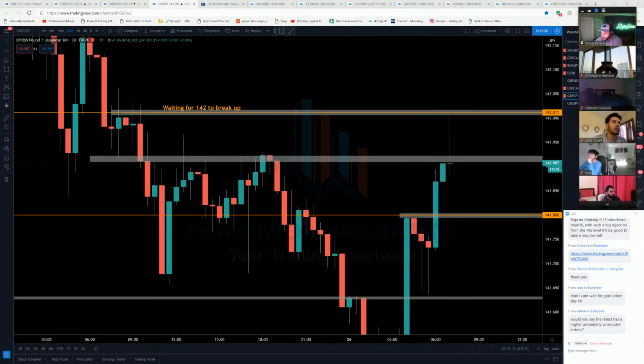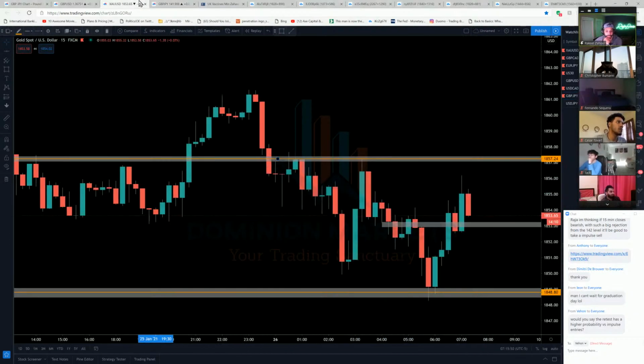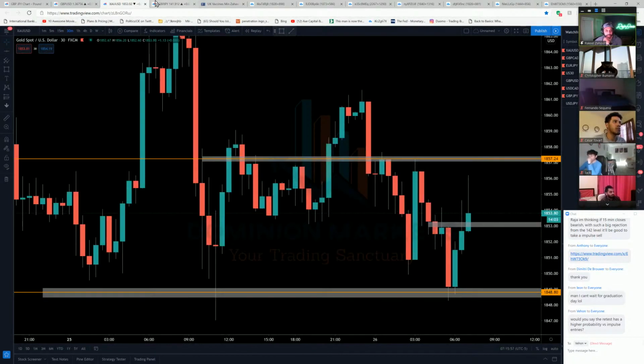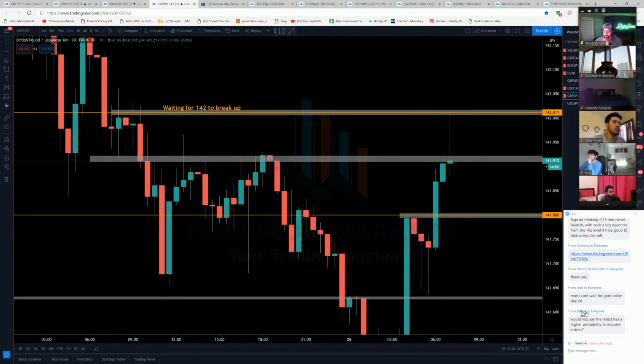Let's see here. Can you use your instructions to trade binary options? You can give it a shot, but I'm not sure how well they're going to work. Would you say the retest has a higher probability versus impulse entries? It depends. It depends on how the 4 hour is, how the daily candle is, what session we're moving in. So there are a lot of moving parts when it comes to retest or impulse entries.